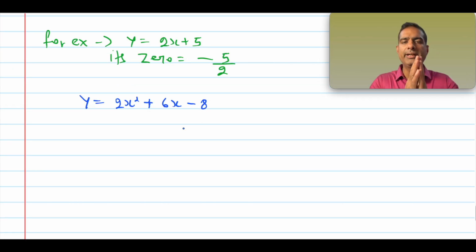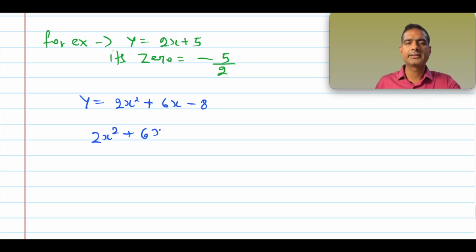Now let us try to find out, is there any relationship between the zeros of a quadratic polynomial and their coefficients or not? For that, let us take an example: y is equal to 2x square plus 6x minus 8. To find its zeros, we will equate the right hand side, that is 2x square plus 6x minus 8, to 0. We can factorize it by splitting the middle term.